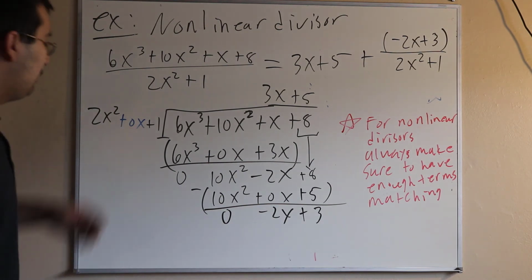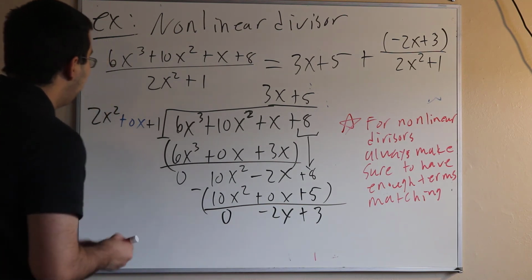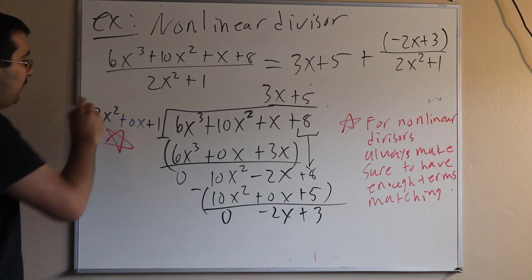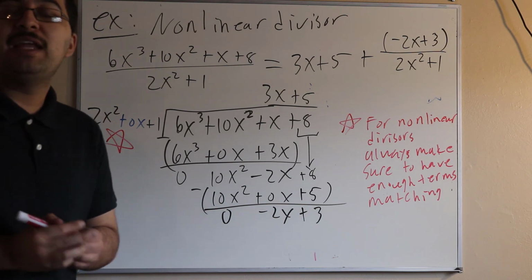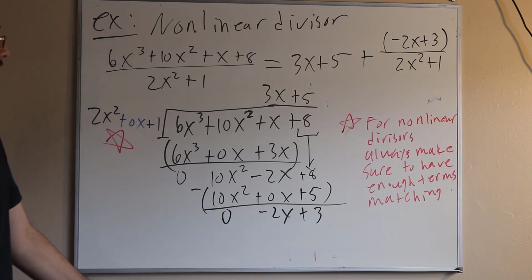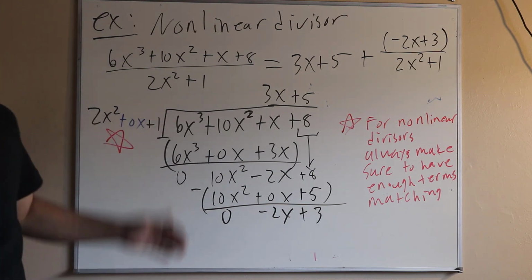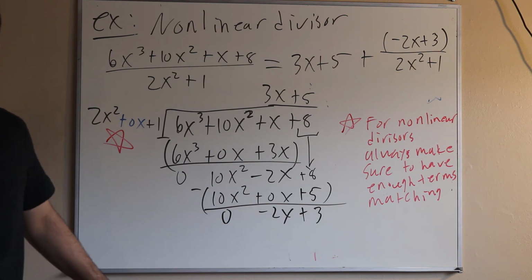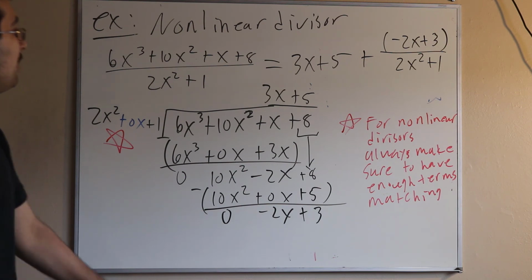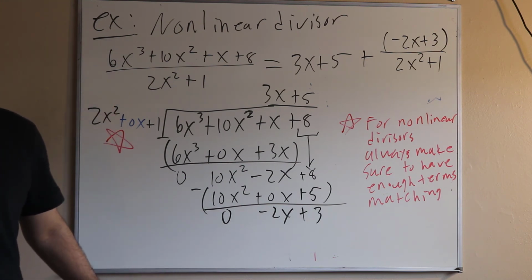nonlinear divisor. The important point about this example is that we had to introduce a zero term in our divisor, which sometimes we have to do. Again, nothing to freak out about. Just have to remember to make sure we do that. Okay, so with that out of the way, go ahead and take a moment to pause the video and get this all copied down, and we'll go ahead and do our next example.